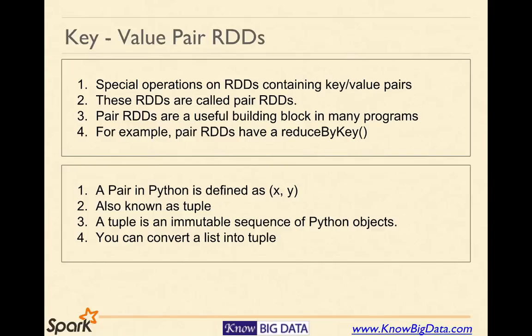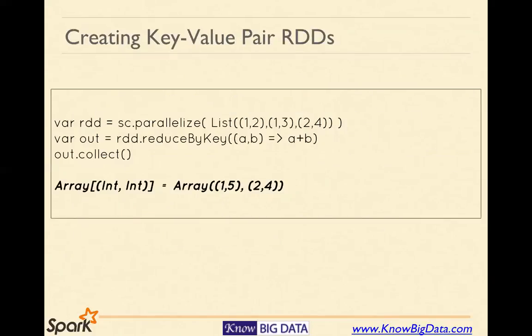So the way it's defined in Python is similar. It's also defined in Scala in this form. It's also called a tuple. A tuple is an immutable sequence of objects, same as in Scala. You can convert a tuple into a list, and a list into a tuple. That's very much true.